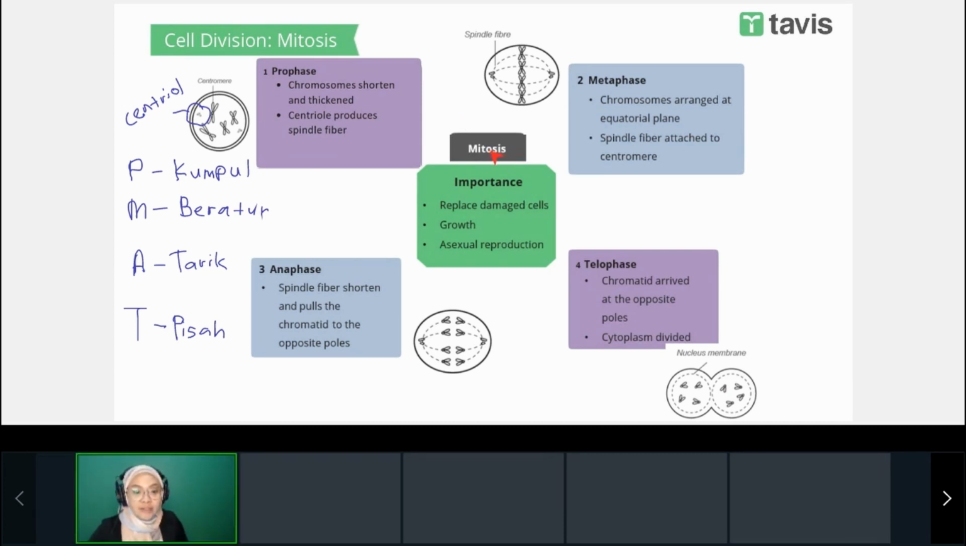What is the importance of mitosis? It is to replace damaged cells, for our growth, and for asexual reproduction. How do I explain replacing damaged cells? Let's say we have an injury, an open wound. How does the wound get joined together? That's how mitosis plays a major role. There will be mitosis at the open wound, so our skin will join together.